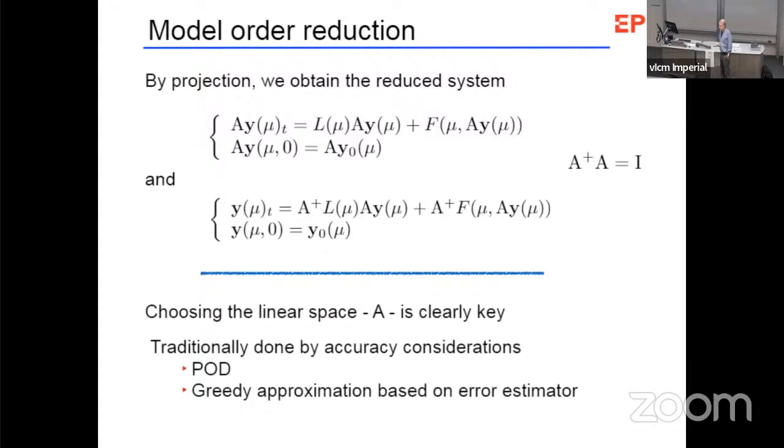It's easy to see that finding this linear space is one of the issues. There are basically two ways that this has been done historically. One is what is called proper orthogonal decomposition. I'll show in the next slide what these two things mean. And the second one is a greedy approximation.